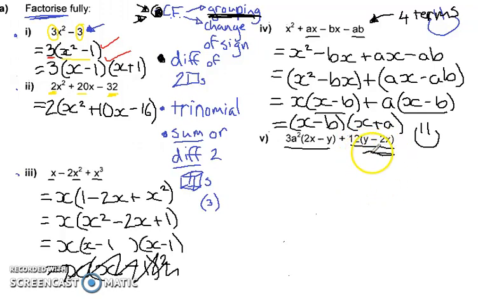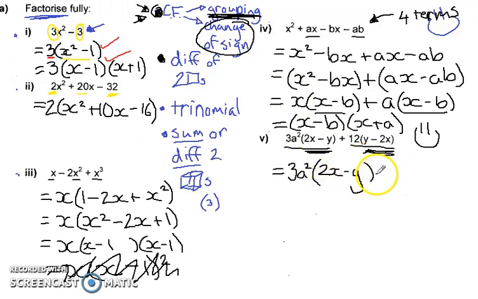If I look very closely at these two brackets, I can see that they almost look exactly the same, but not quite. This one is 2x minus y, and that one is y minus 2x. But I've got a mathematical trick that can make them the same. Yes, I can change the sign. So I'm going to keep the front one, or the first term, exactly the same. And I'm going to change the second term to a minus 12 rather than plus 12. And then it becomes 2x minus y.